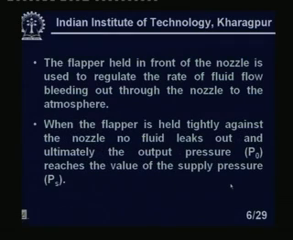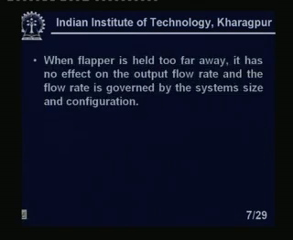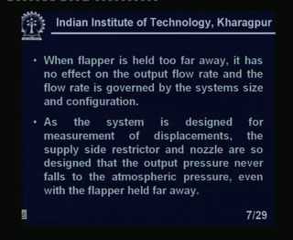When the flapper is held tightly against the nozzle, no fluid leaks out, and ultimately the output pressure PO reaches the value of the supply pressure PS, right? Now, when the flapper is held too far away, it has no effect on the output flow rate, and the flow rate is governed by the system size and configuration. Quite obviously, at the same time there is no control. And as the system is designed for the measurement of displacement, the supply side restrictor and the nozzle are designed so that the output pressure never falls to the atmospheric pressure, even with the flapper held far away, right? That's the way we have to do it, otherwise there will be a problem.